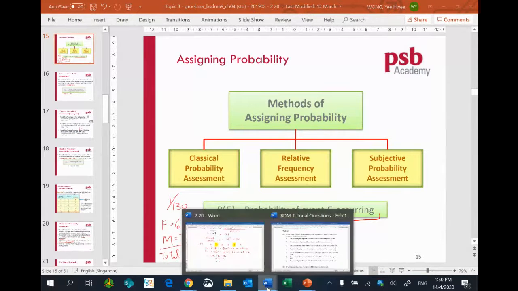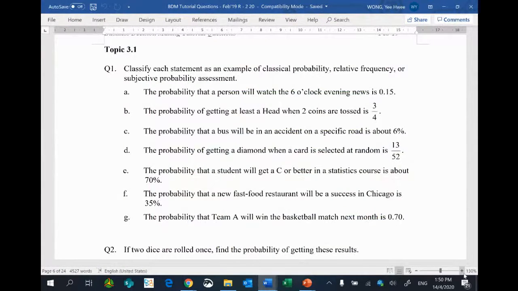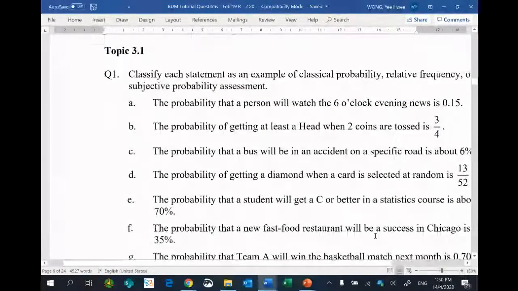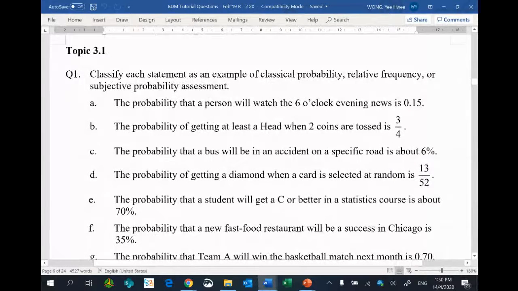So let's look at the question. Classify each statement, whether it's classical. Classical means you don't need to run an experiment; you know the answer. Relative frequency means you need to run an experiment, get the data and use a relative frequency table to tell your answer. Subjective is when you want numbers, but you cannot collect any data. So you have to ask yourself whether you need to collect data to know this answer. If yes, am I able to collect the data?